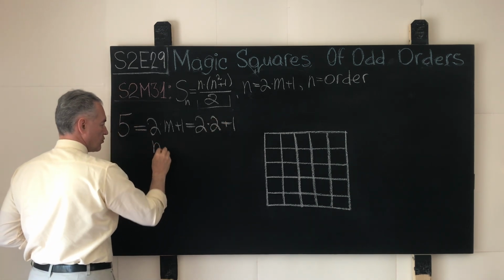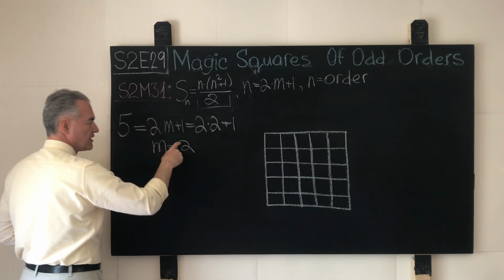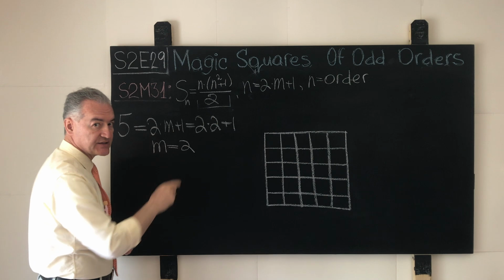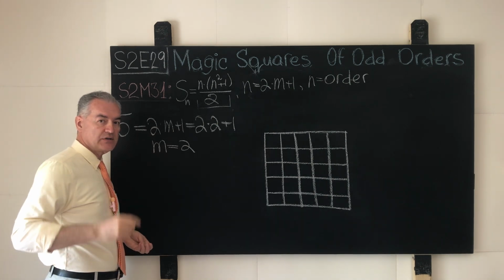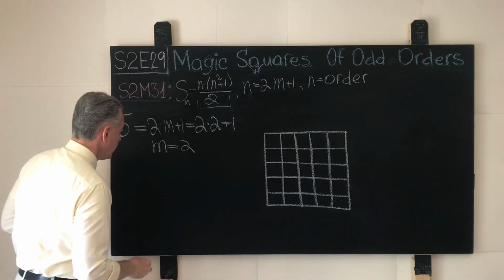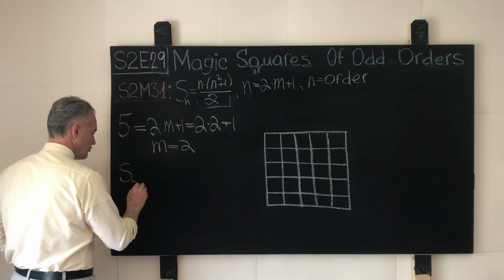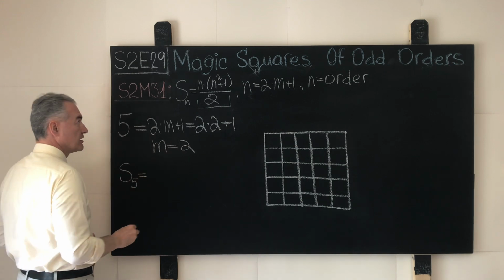That means that our suitably chosen integer m is equal to 2. This way we know right away, in the second step of the Bachet algorithm, how many layers we will have in our pyramids. Exactly 2 layers. And we also want to compute the constant of this magic square of order 5. That is not that difficult to do.